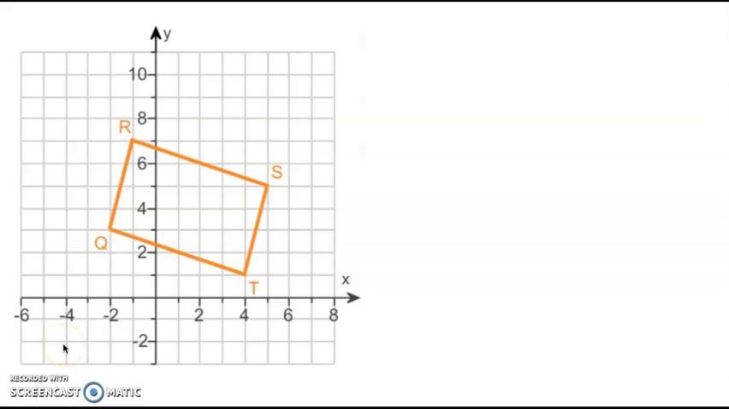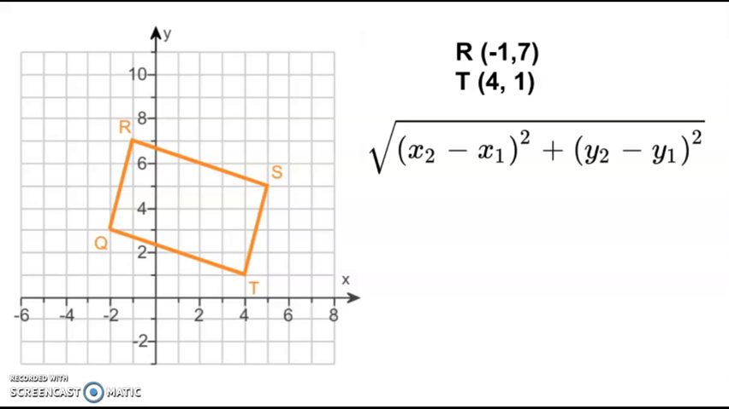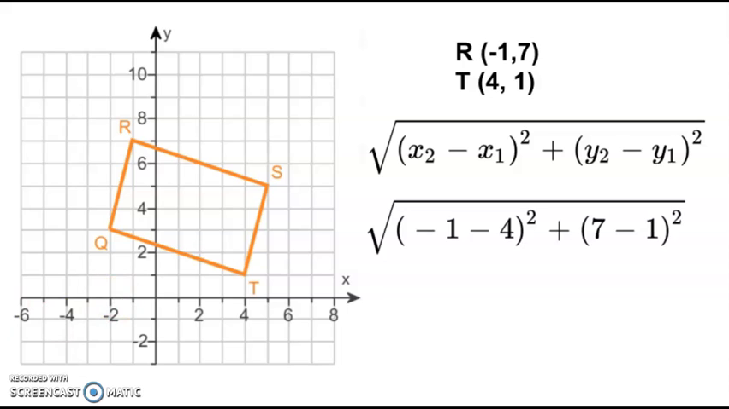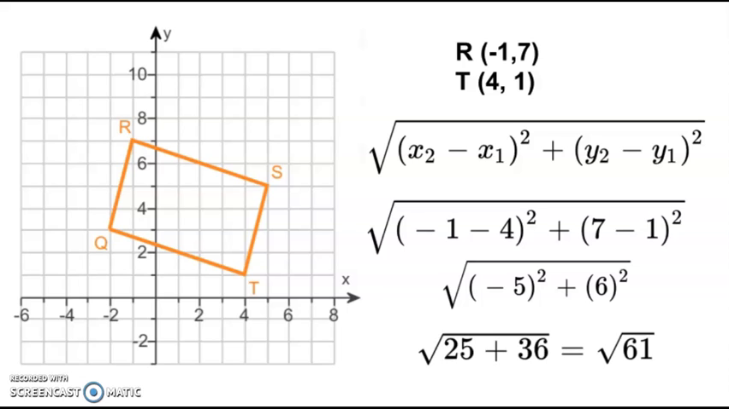Now I'm going to have to check and see if the diagonals are equal in length. If they are, it's a rectangle. If they're not, it's not. So I'm going to find the length of RT and QS. So here's the coordinates for R and T. I'm going to substitute those into the distance formula. And simplifying that down, I'll have the square root of -5 squared plus 6 squared, which becomes the square root of 25 plus 36, which equals the square root of 61.